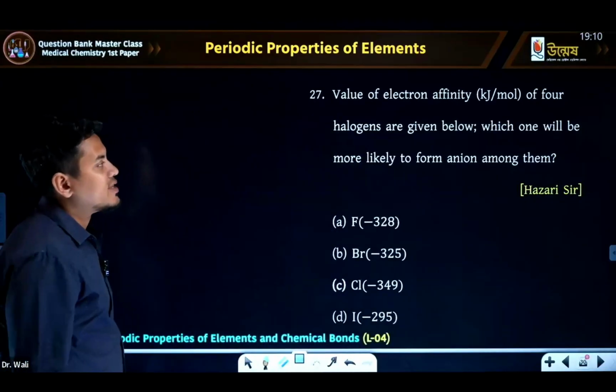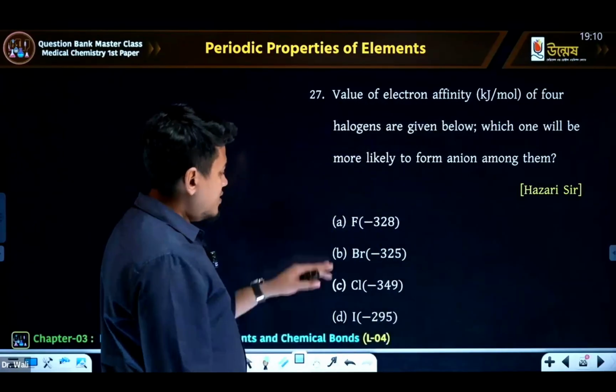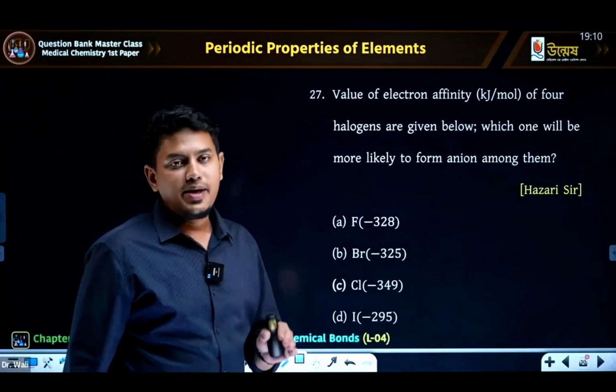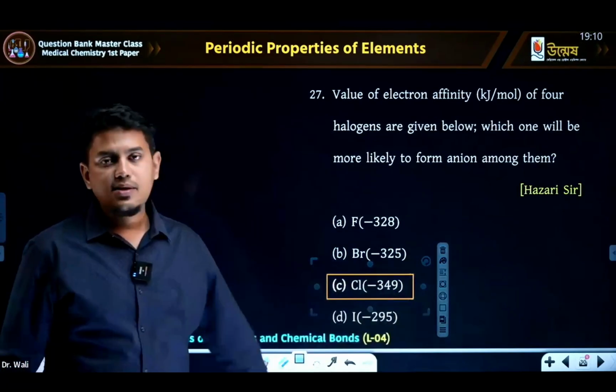That's it. The value of the electron affinity, in kilojoule per mole, of four halogens is given below. Which one is more likely to form an ion among them? Fluorine, bromine, chlorine, iodine, which one? Certainly it will be chlorine, because chlorine has the highest electron affinity, and by this we should also memorize the electron affinity of fluorine.